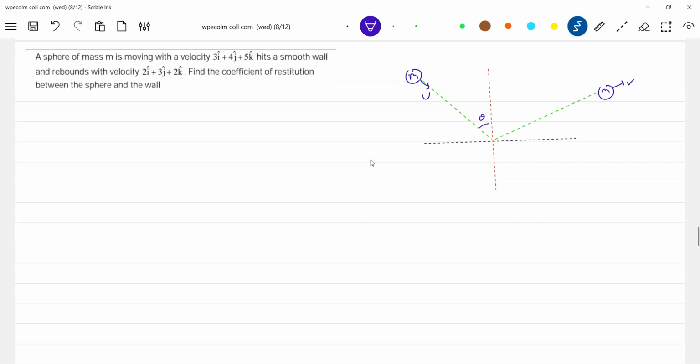Okay, this is theta, this is alpha, this is a common normal, this is a common tangent. It will approach with a speed u cos theta and rebound with a speed v cos alpha. The impulse acting will be in this direction. Is the common normal along the y-axis?